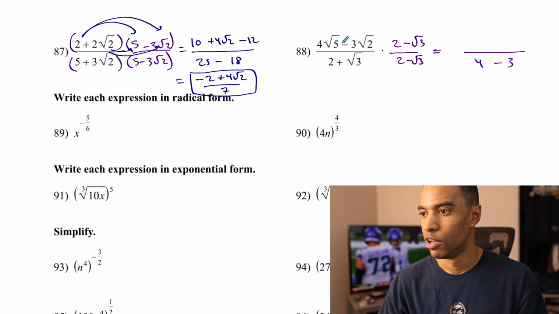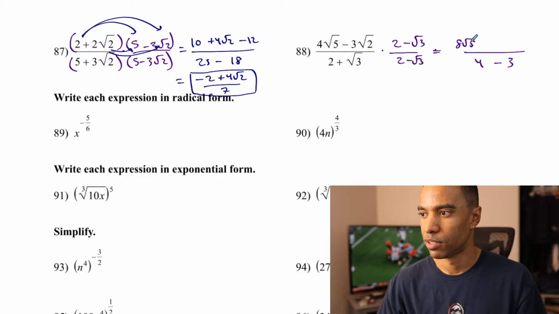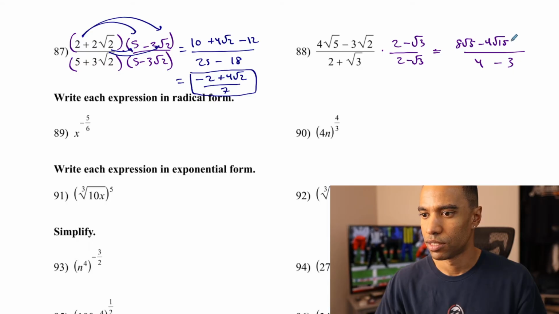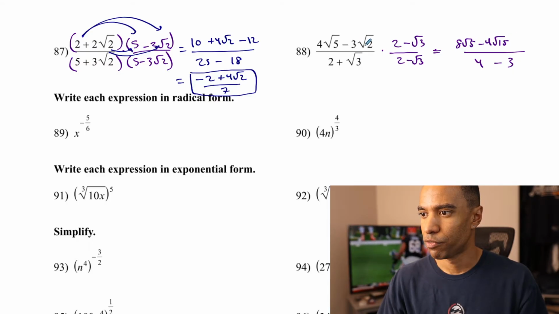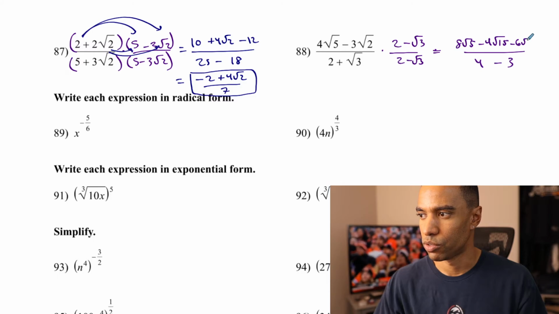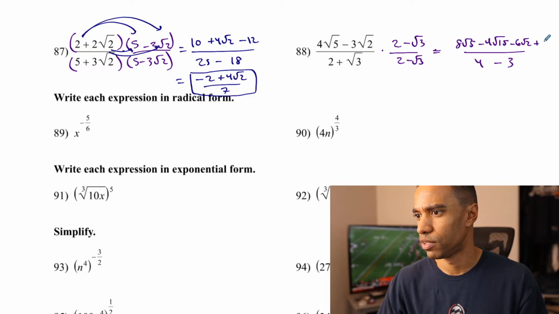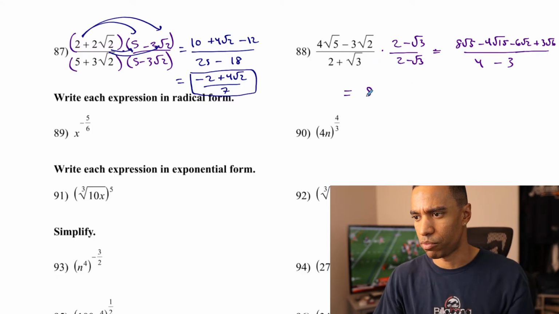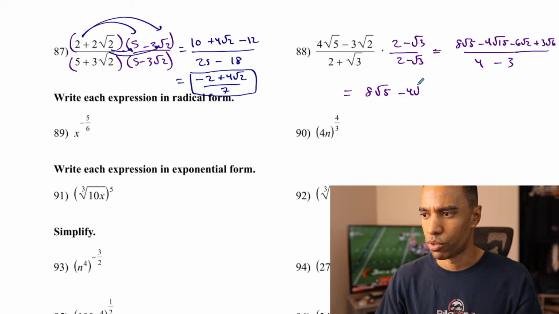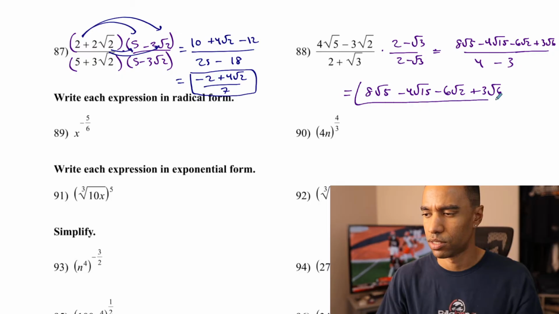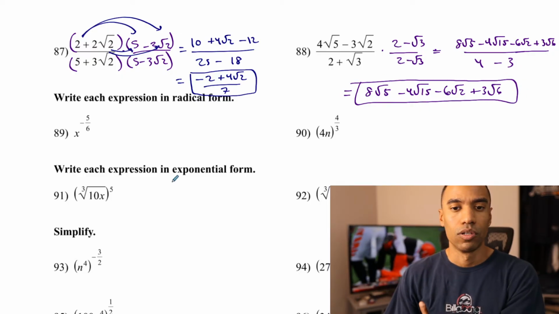On top, we're going to FOIL. 4 root 5 times 2 is 8 root 5. 4 root 5 times negative root 3 is negative 4 root 15. Negative 3 root 2 times 2 is negative 6 root 2. And negative 3 root 2 times negative root 3 is positive 3 root 6. So nothing simplifies on top here. So this will just become 8 root 5 minus 4 root 15 minus 6 root 2 plus 3 root 6 over 1, right? So no change there.